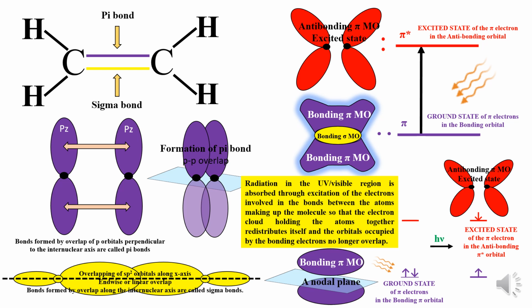Now in case of anti-bonding pi molecular orbital, the electron cloud holding the atoms together redistributes itself and the orbitals occupied by the bonding electrons no longer overlap. Now, as can be seen in this diagram, you don't find any overlapping in case of anti-bonding pi molecular orbital, while there is effective overlapping of the pi bonding molecular orbital, that is in the ground state.